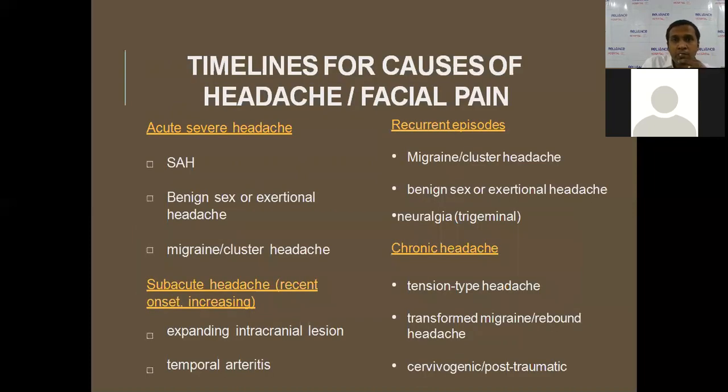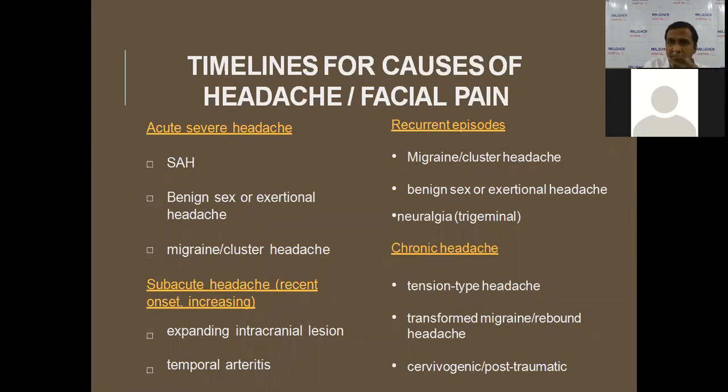So, what are the timelines? Acute headaches usually indicate a subarachnoid hemorrhage. It could be an exertional headache, or it could also be a migraine or a cluster headache. A subacute headache, which is of recent onset and increasing in severity, could be because of an intracranial lesion or due to temporal arteritis. If you get recurrent episodes of headache, again, it could be a migrainous headache or a cluster headache, or it could be an exertional headache or a neuralgic headache.